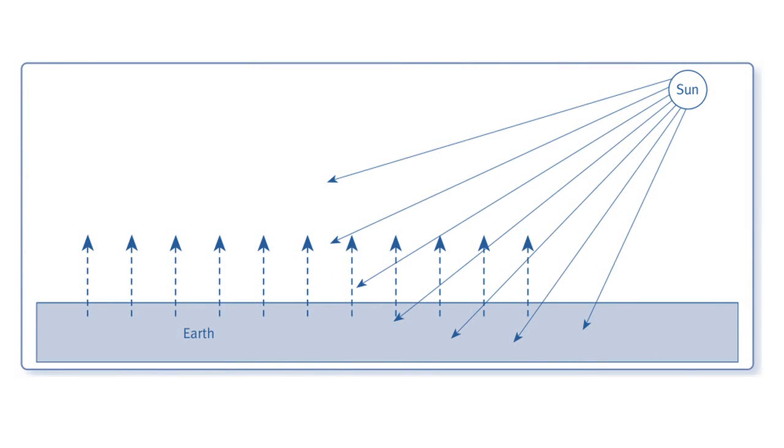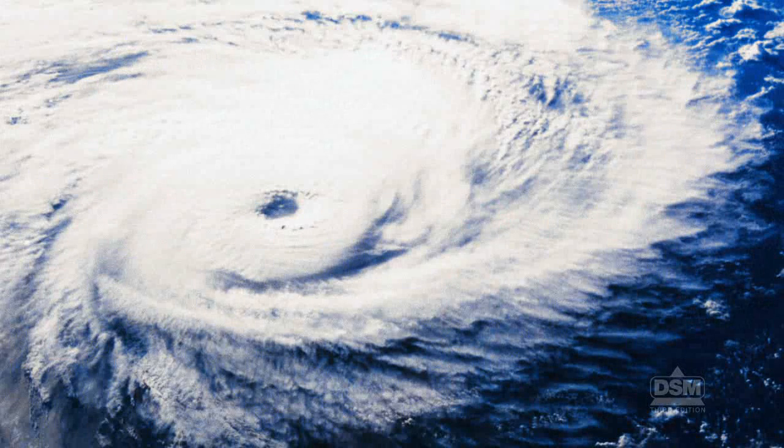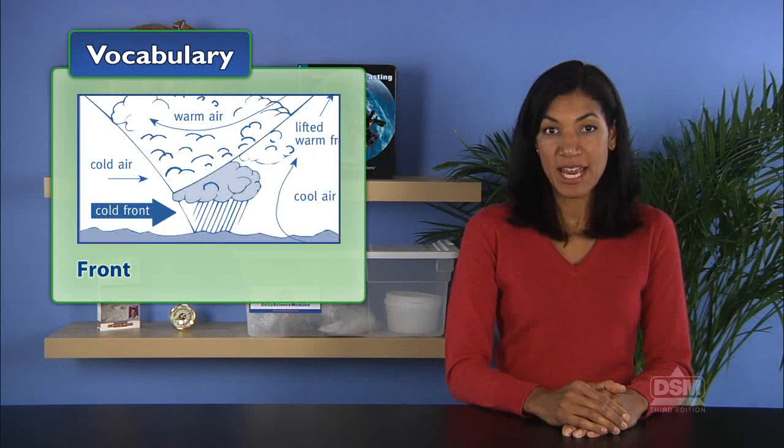Students discover that temperature changes over land and water because the sun heats some parts of the Earth's surface more than others. These differences in temperatures cause air to move constantly. Air travels in masses that often cover hundreds or thousands of square kilometers. A front is a boundary where different air masses collide. When this happens, weather changes.